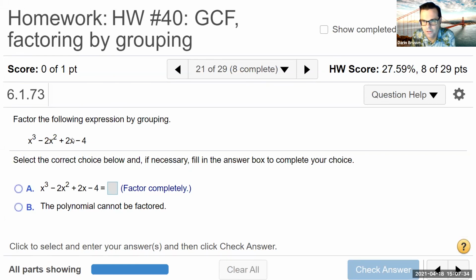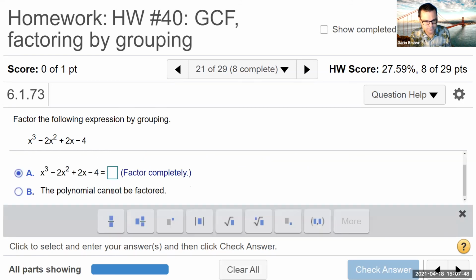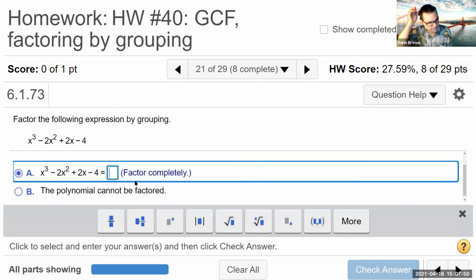Okay, if you want to pause the video or take a minute, see if you can factor this by grouping using the same steps that we just went over. All right. Yeah, so if you need more time, you can go ahead and pause the video.